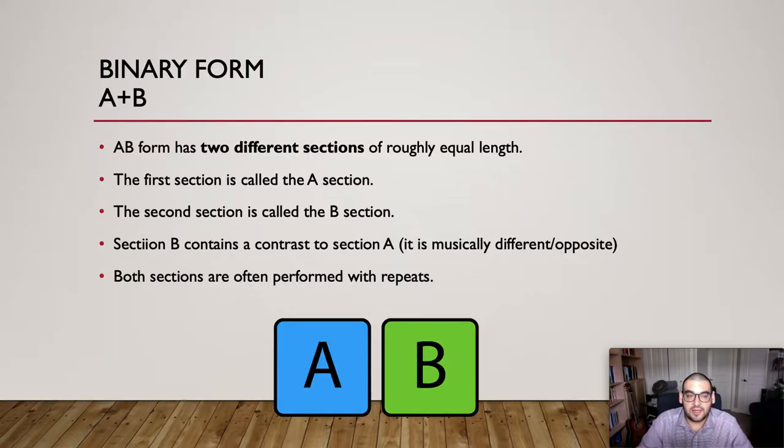The first form we're going to look at is AB form, called binary form. Binary, bi, meaning two. So it has two different sections, and they're both of equal length, roughly. The first section is called the A section, and the second is called the B section. The B section is usually a section that contrasts with the A section. They are musically different. That's why we have A and B. They are different, or they're opposite from one another. Both sections are often performed with repeats, so you'd get A, B, B, usually.